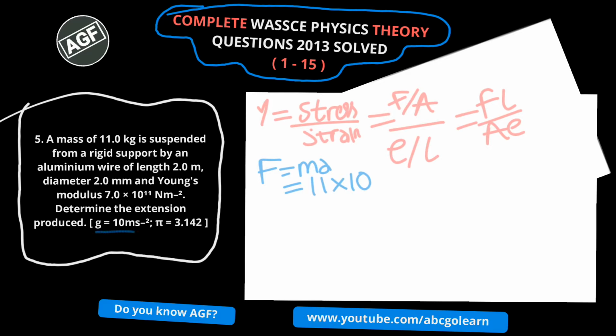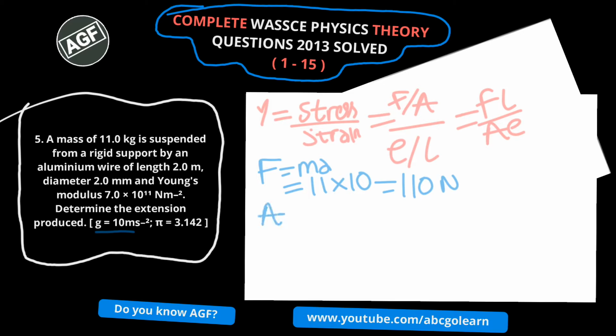We are given the acceleration due to gravity to be 10. So you can just write it here, and the answer is 110 Newton. So we've gotten F like that. So that's the force.